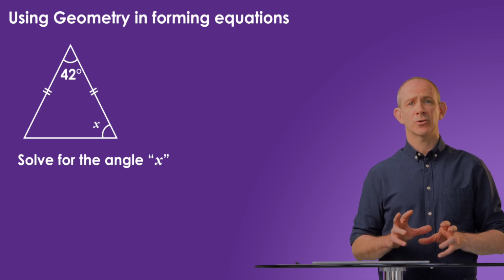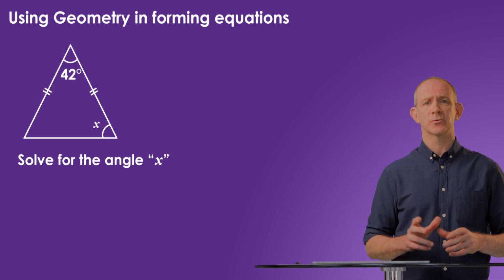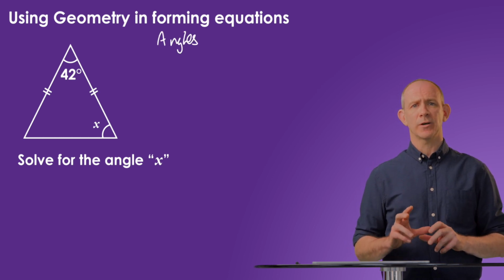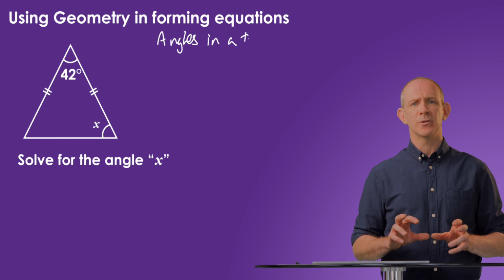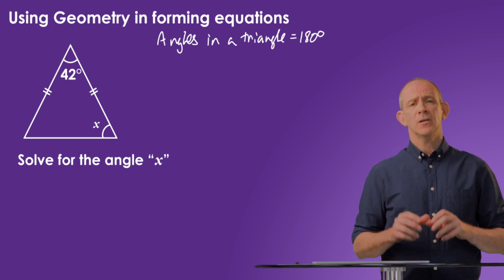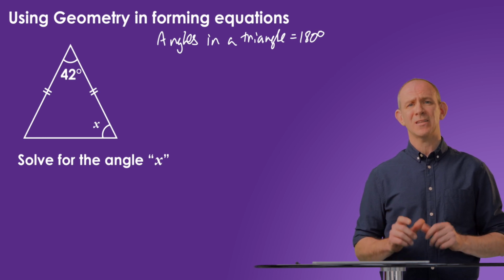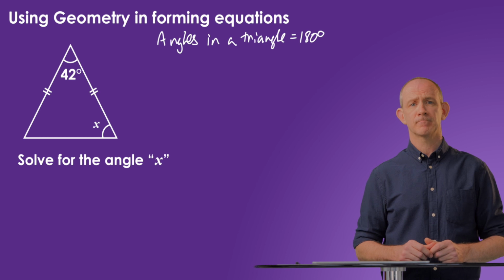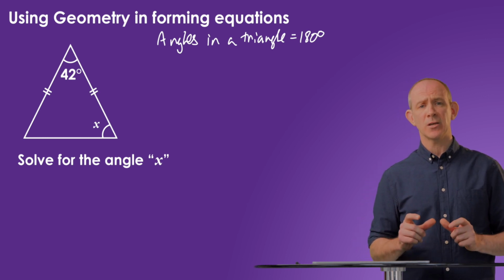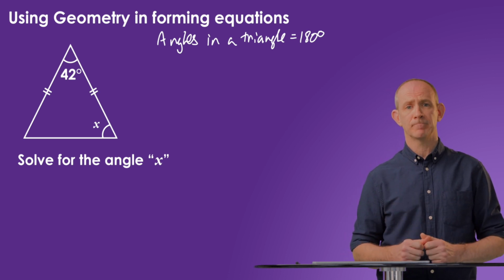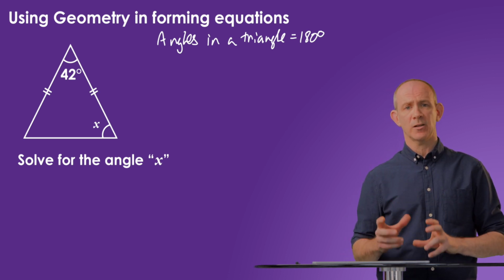In this next question, we'll be using some knowledge of triangles to form and solve the equation. We'll be covering the angles of a triangle in a future video, but for the moment, just know that the angles in a triangle equal 180 degrees. The notation on this triangle shows that it's an isosceles triangle, and therefore the base angles will be equal. Because the base angles are both equal, they're both going to be x, which means both those values will be the same. Here, we're going to solve for the angle of x.